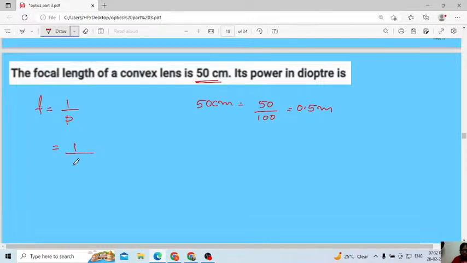1 divided by power is how much? 0.5 meter is nothing but 2. 1 divided by 0.5 is how much? 2. Yes, Lakshmi Radhika is correct. Capital D, not small d. Radhika, capital D.